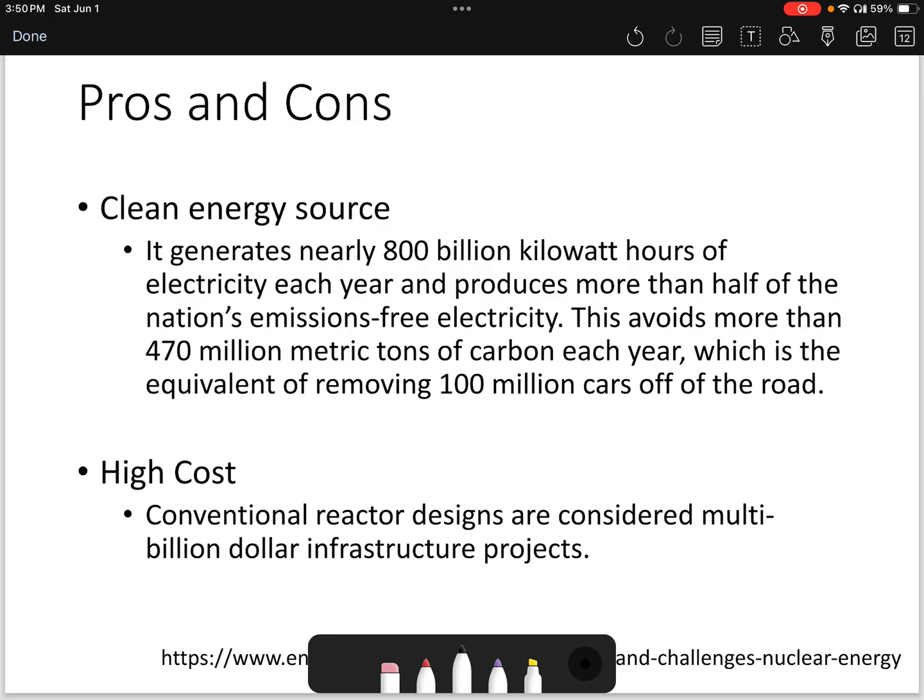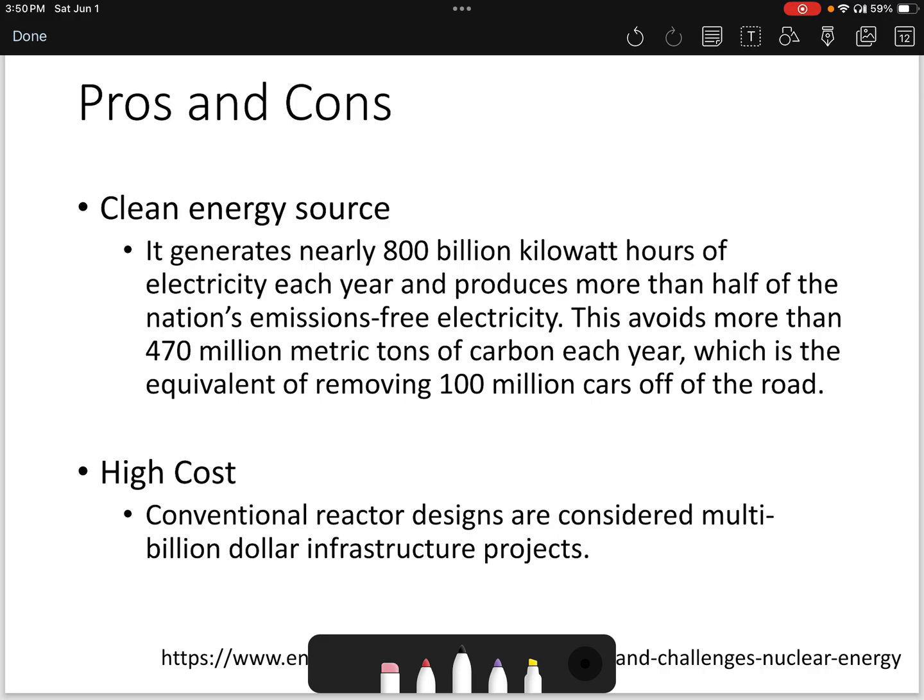So it is a clean energy source. It generates nearly 800 billion kilowatt hours of electricity each year, which is a lot. So it can produce more than half of our nation's emissions-free electricity. So this avoids more than 470 million metric tons of carbon each year, which is the equivalent of removing 100 million cars off of the road.